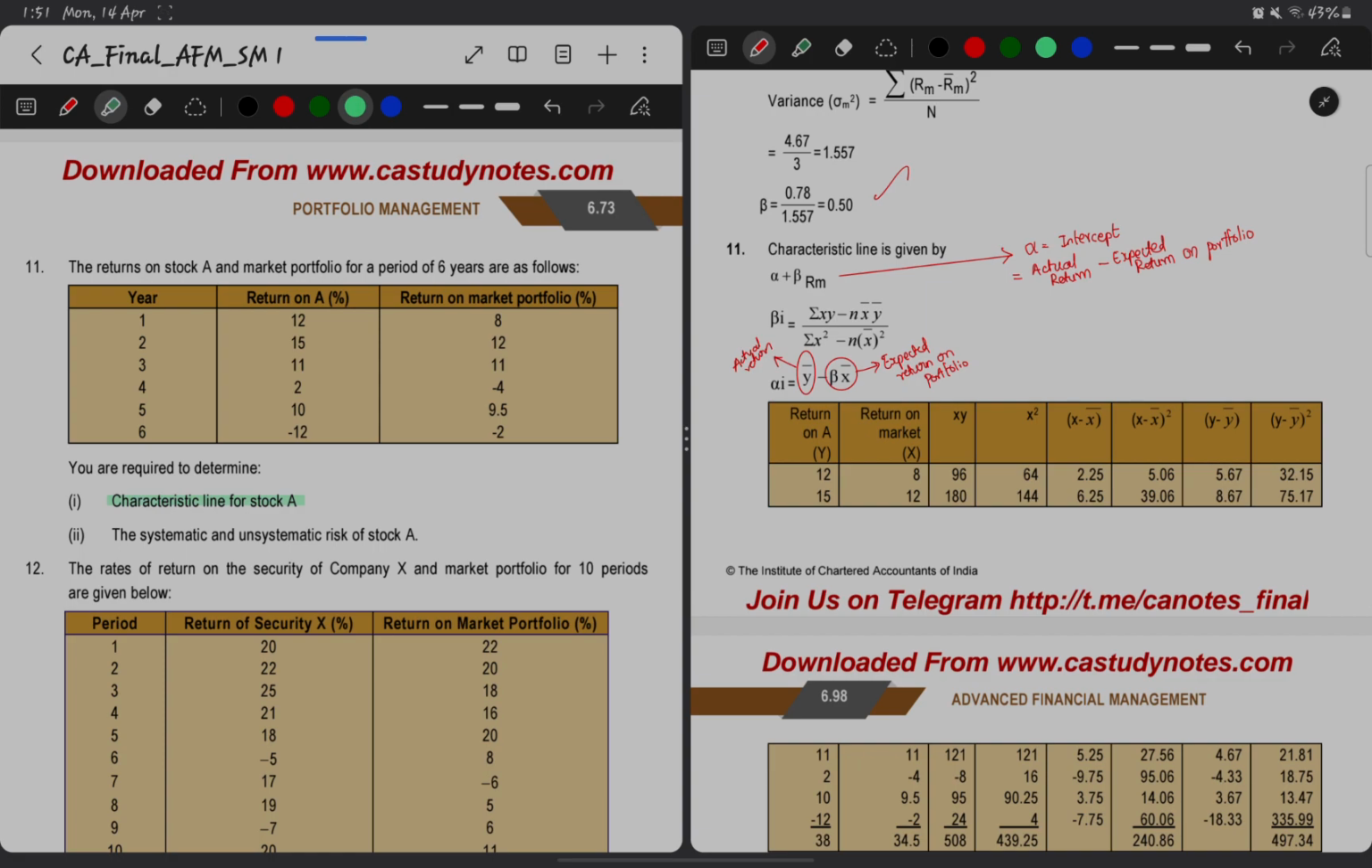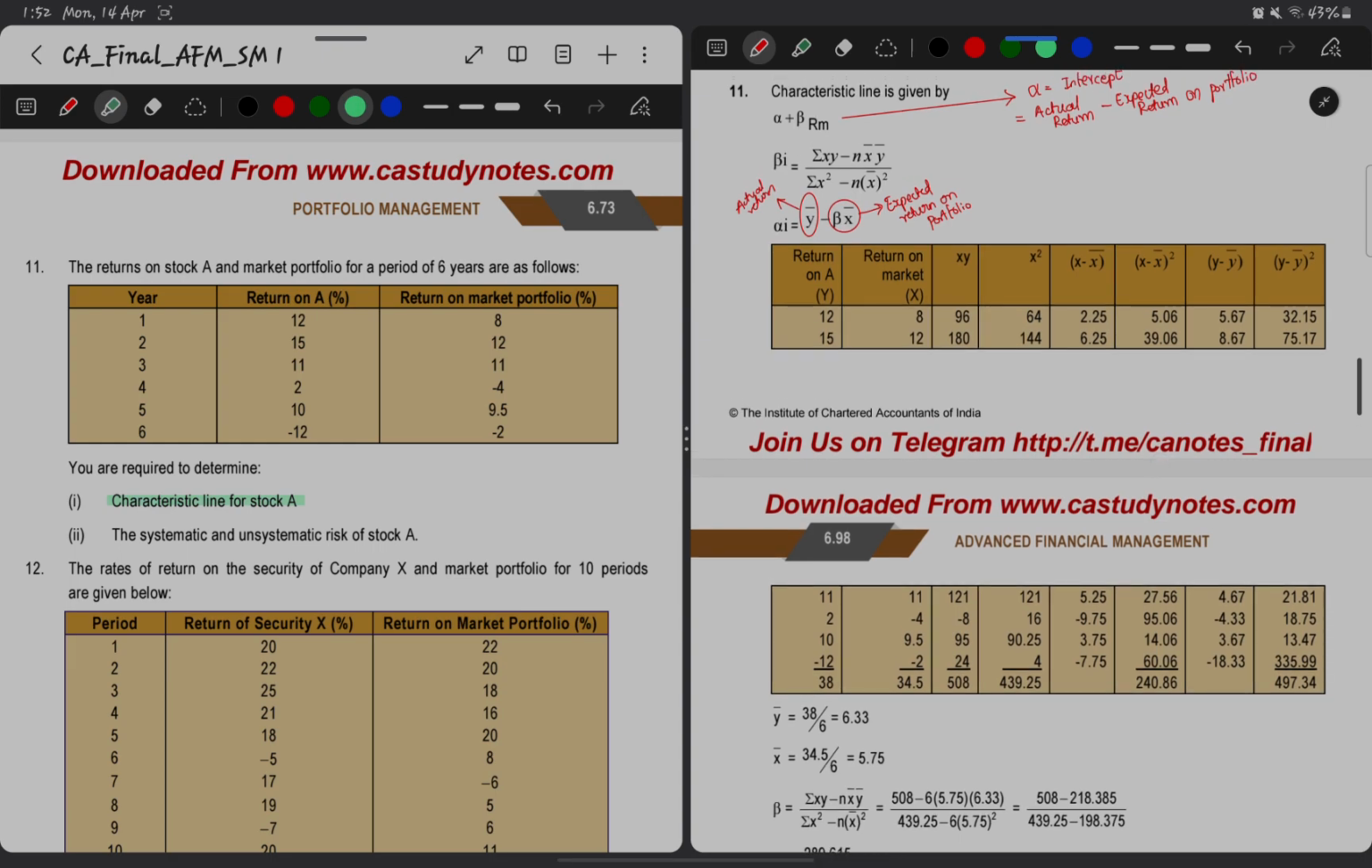Now going further, the characteristic line is helpful in most graphical representations of a stock's performance against the market return. In our case, the characteristic line will be alpha plus beta into return on market portfolio. Beta can be found using the simple regression method, and alpha, as I previously said, is the actual return minus the expected return on portfolio. For this we need beta, so first we'll calculate the beta.